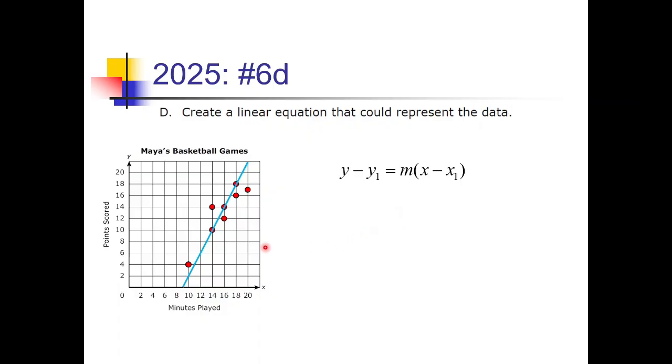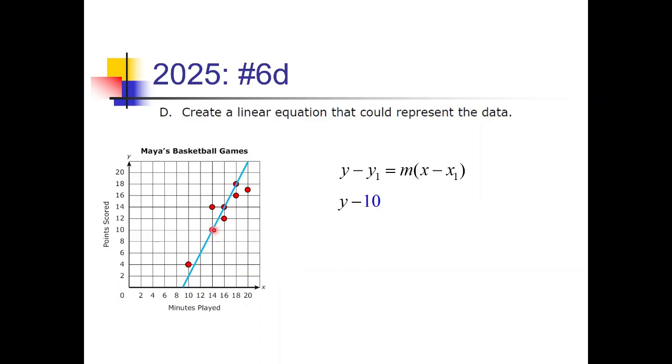So I'm going to use a point that the line goes through. I'm going to use the point 14, 10 right here. That's an easy one that it goes through. And I'm just going to plug in my point for x1 and y1. And then I'll also find the slope and plug that in for m. So my y value I'm using then is going to be this 10 right here. So I'm going to write y minus 10.